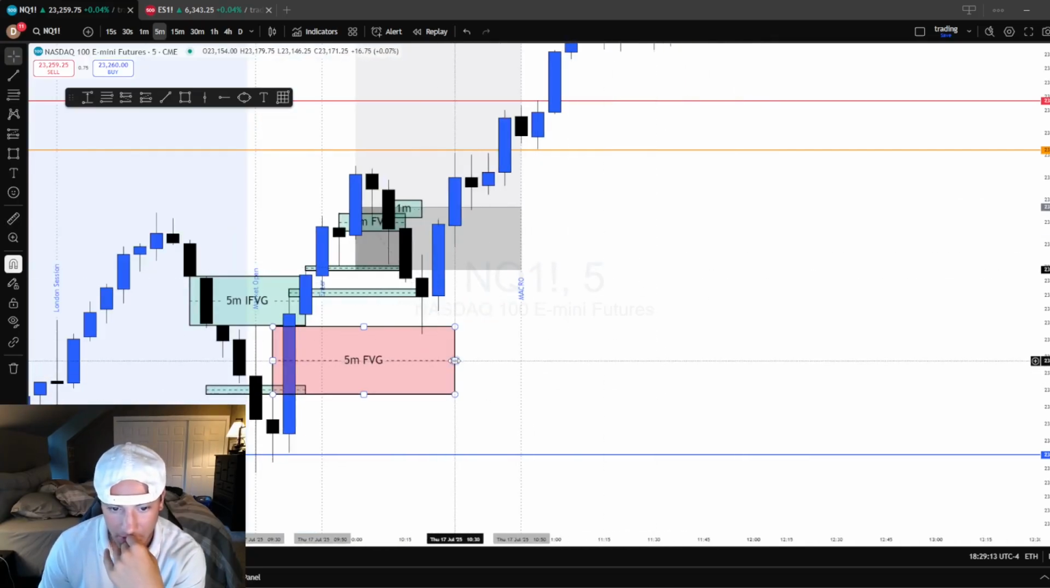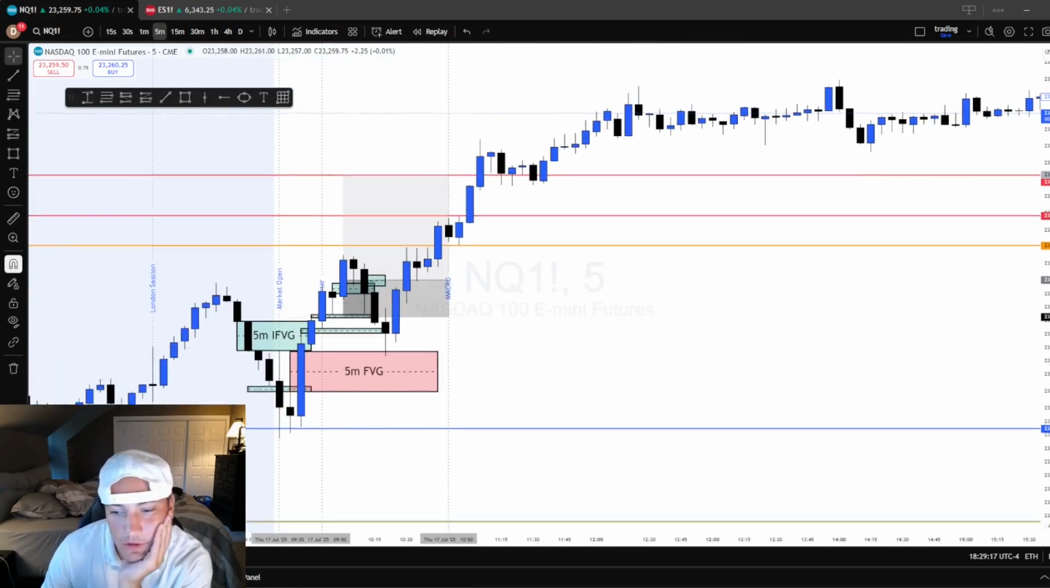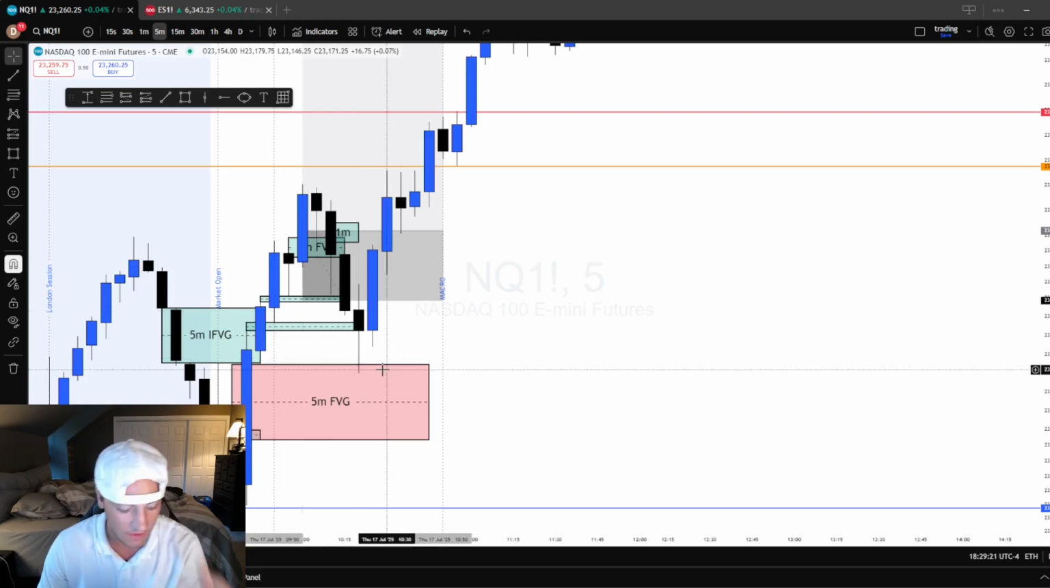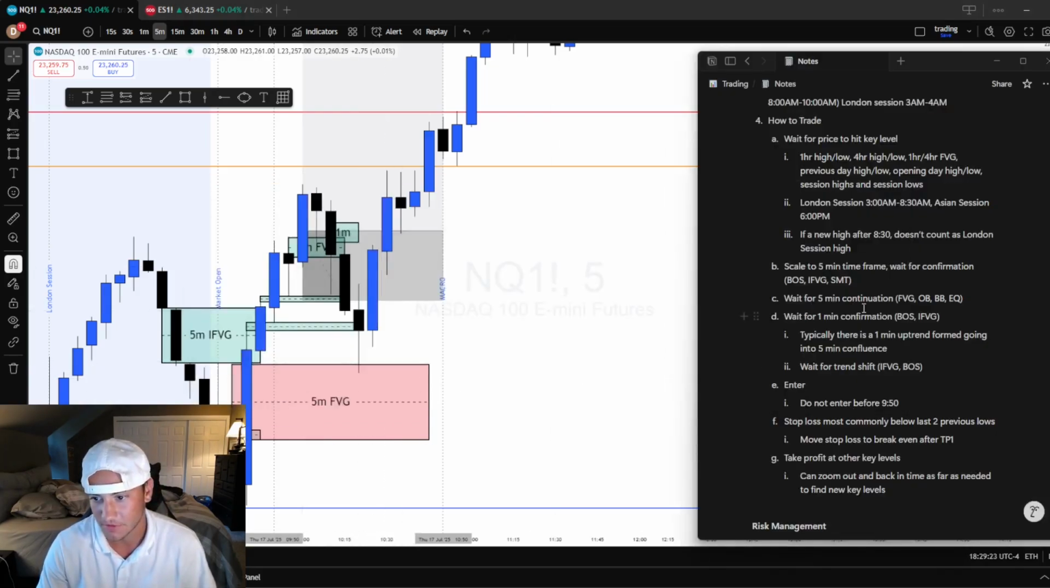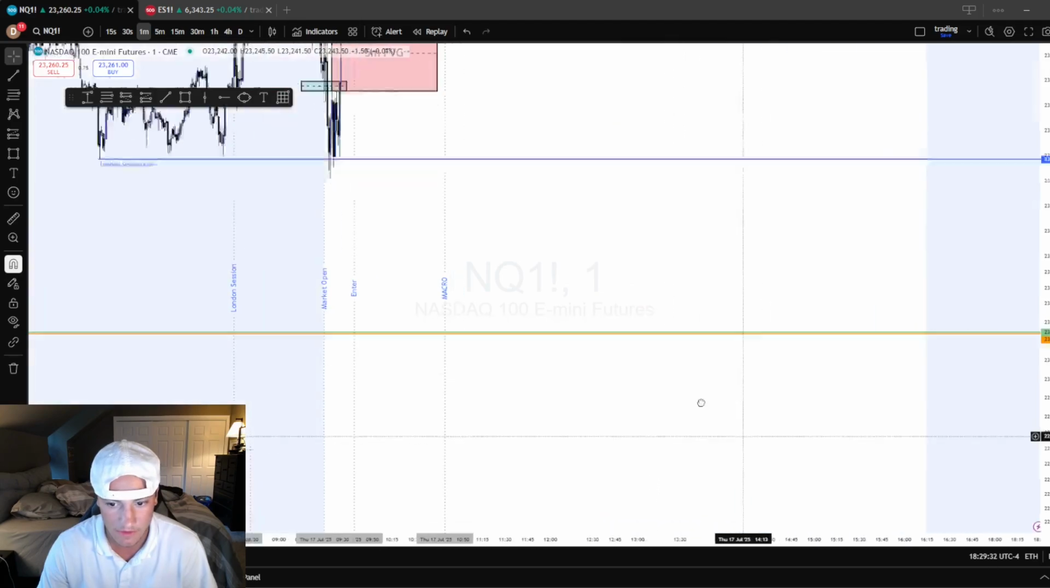I do want to see where we would be at if we did make this trade. So let's keep following our strategy. Wait for 5-minute continuation for value. Think about it. Here's our 5-minute fair value gap. Wait for 1-minute confirmation. Okay, so we'd come back in here down to the 1 minute.